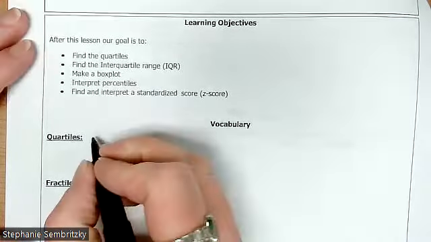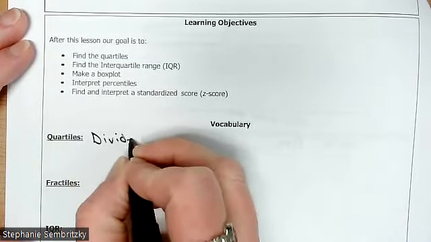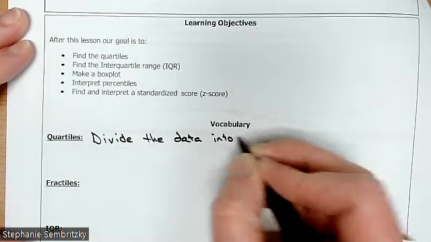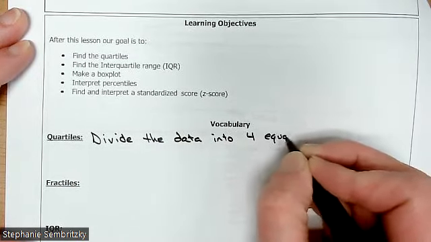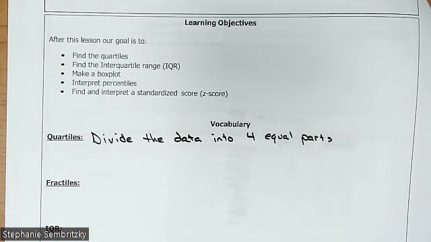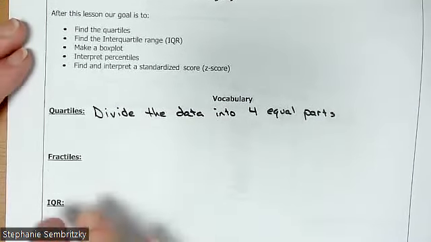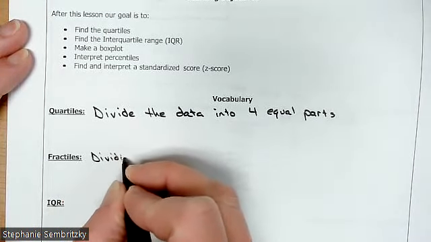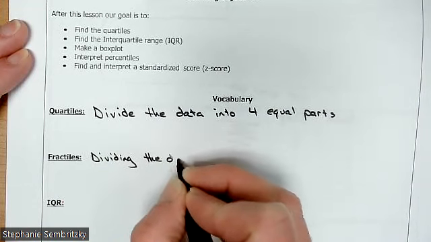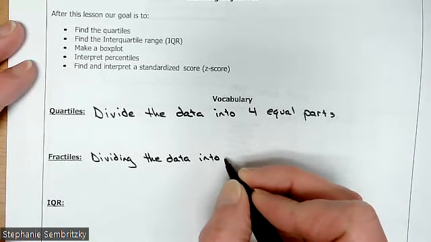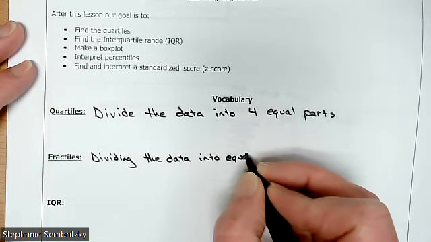Divide the data into 4 equal parts. This is the most used way to separate the data. But if you wanted to dig deeper, we could do different fractiles. That's just dividing the data into equal parts. So quartiles would be 4 equal parts.